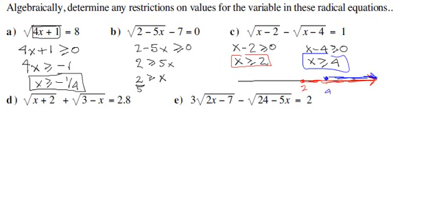Where do those overlap? Well, certainly not here. Neither of them is satisfied here. They aren't both satisfied here. If you're in the 2 to 4 range, then that means this root is working, this second root is not. So the only place they're both working is from 4 on up. So overall, the restriction for these is going to be x is greater than or equal to 4.